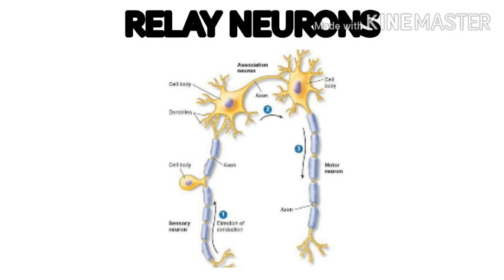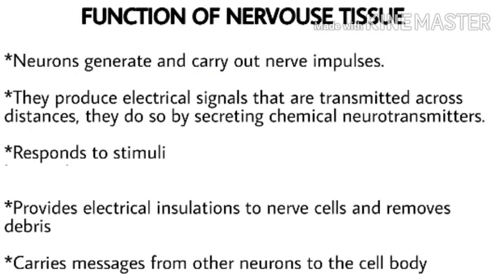Now let's come to the function of nervous tissues. What is the main function of nervous tissue? To generate impulses and carry them out. They produce electrical signals that are transmitted across distances so that they can interact with all the organs of the body, and they do it by secreting chemical neurotransmitters like dopamine. They respond to stimuli, and what are stimuli? They are the changes in the external environment. They provide electrical insulation to the nerves, and they remove debris.